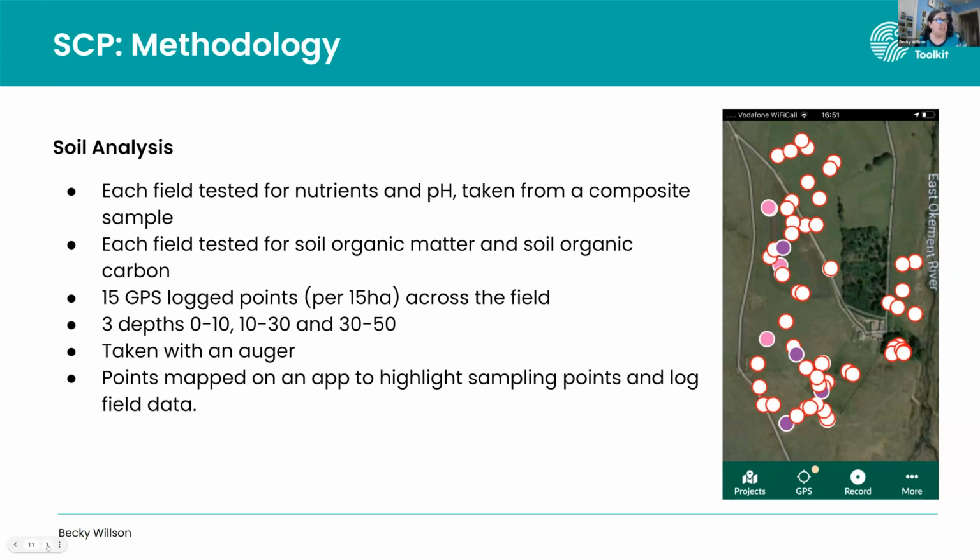All of those samples are taken using an auger, so that we can look at what's happening at different depths. And as I say, all of that is then mapped spatially, so that we can look at this across landscapes and across habitats, but also make sure that when we go back and do the retesting, we're visiting exactly the same points in the field.